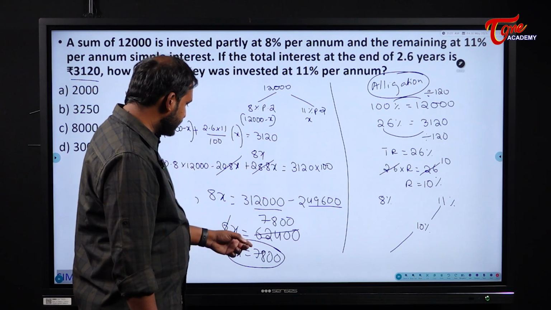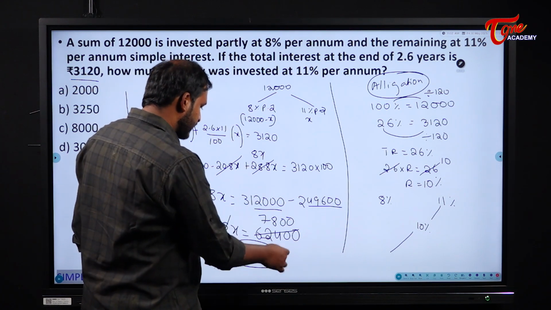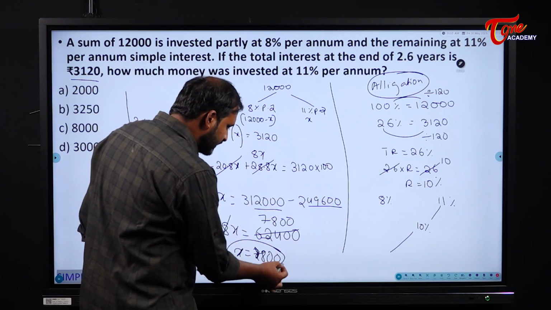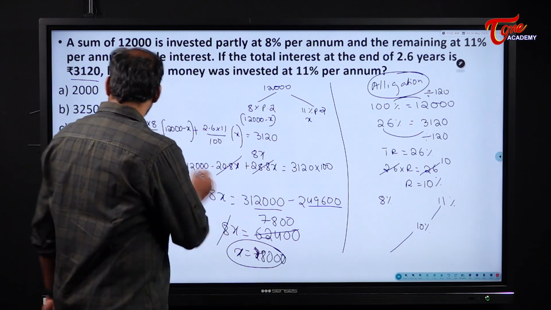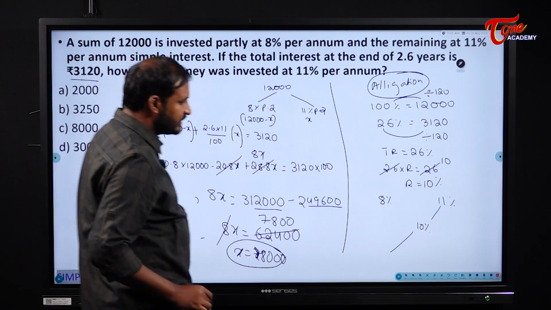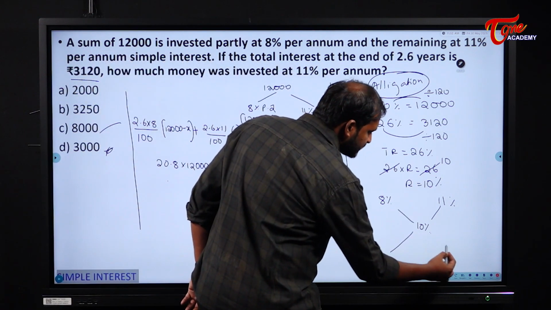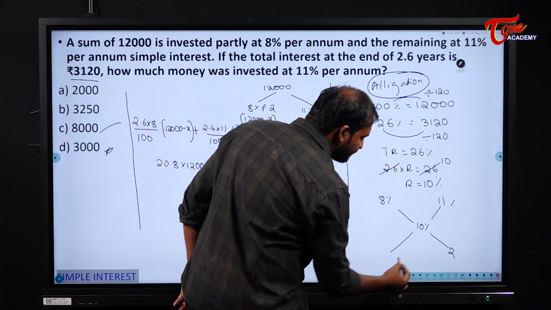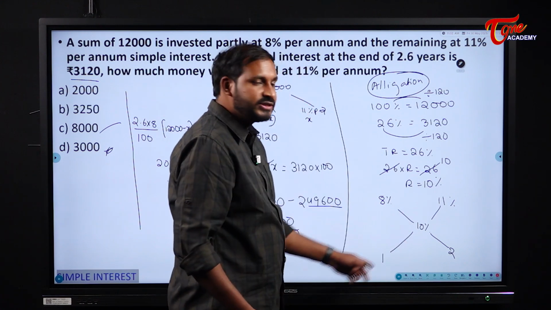Okay. Please check this one. Somewhere we have made a small mistake. Actually, you will get 8,000. So here the answer is 8,000. Please see here. What is the difference here for us? 2 parts. And what is the difference here? 1 part. That means 1:2.